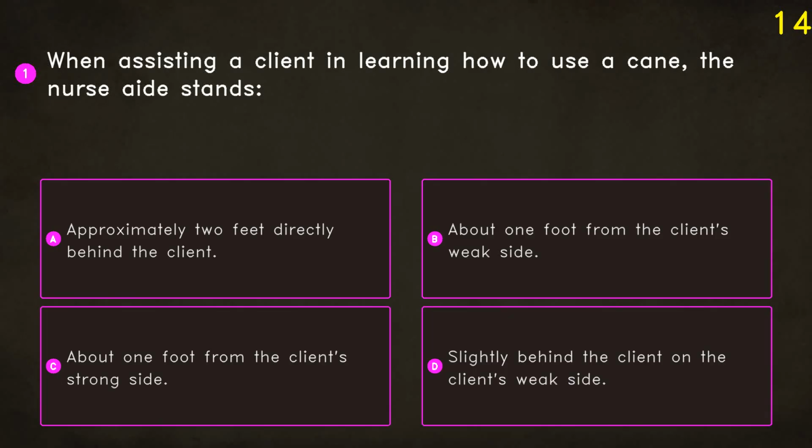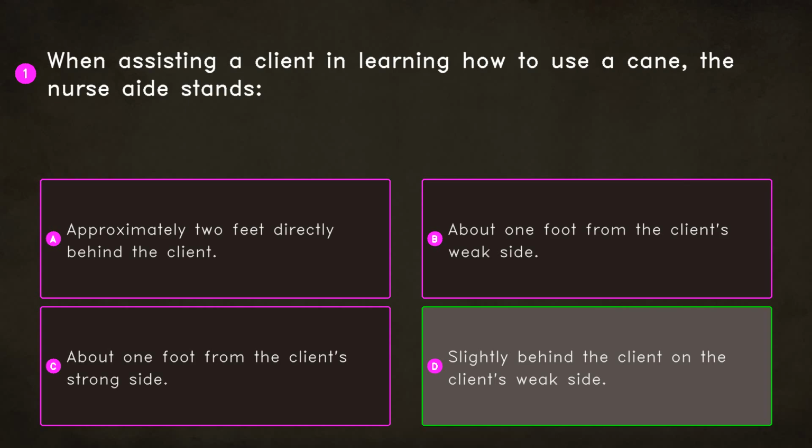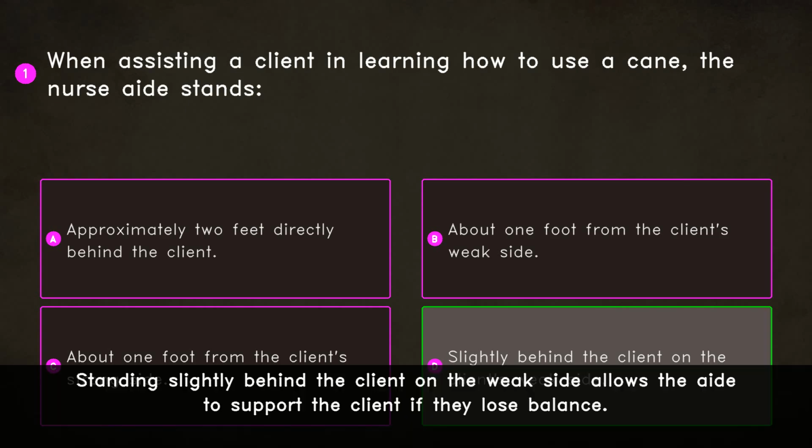Question 1. When assisting a client in learning how to use a cane, the nurse aide stands A. approximately 2 feet directly behind the client, B. about 1 foot from the client's weak side, C. about 1 foot from the client's strong side, D. slightly behind the client on the client's weak side. The correct answer is slightly behind the client on the client's weak side. Standing slightly behind the client on the weak side allows the aide to support the client if they lose balance.